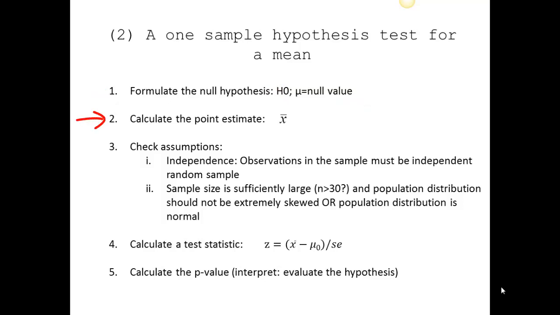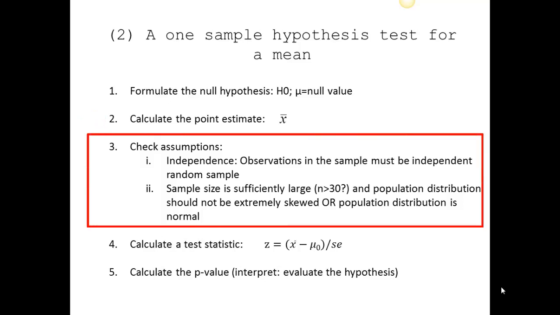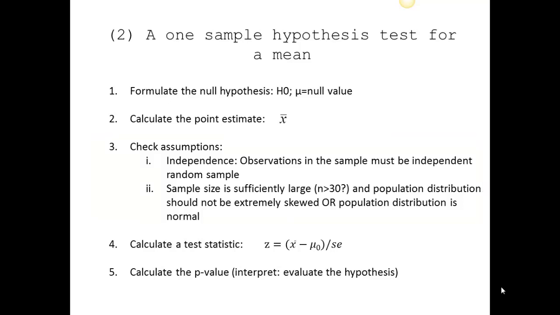We then calculate our estimate of the population parameter, our point estimate, and we can call that x bar again, as it's a sample mean. We also need to make sure that our data meet the assumptions for valid inference using a normal approximation, and this is exactly the same as what we've been through before. We then calculate our test statistic, which is called Z, because we're using the standard normal distribution. This is calculated as the point estimate minus the hypothesized value for the population parameter, mu0, divided by the standard error. We then use the Z statistic to calculate a p-value and interpret and evaluate the hypothesis.